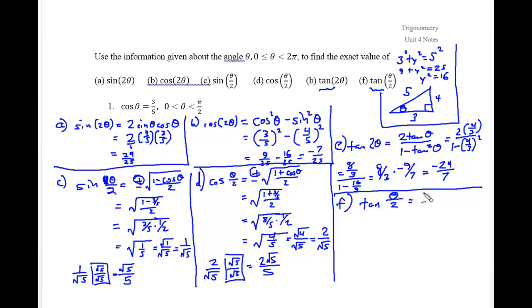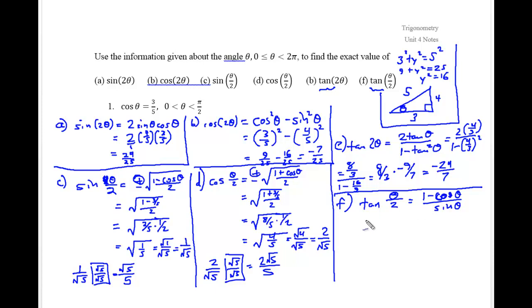But the formula I prefer is 1 minus cosine theta over sine of theta. The reason I prefer this equation is because there's less junk in the denominator, and it doesn't have that plus or minus thing that you have to be concerned about when you do the half angle formulas. So what I'm going to do here is just rock out the formula with you.